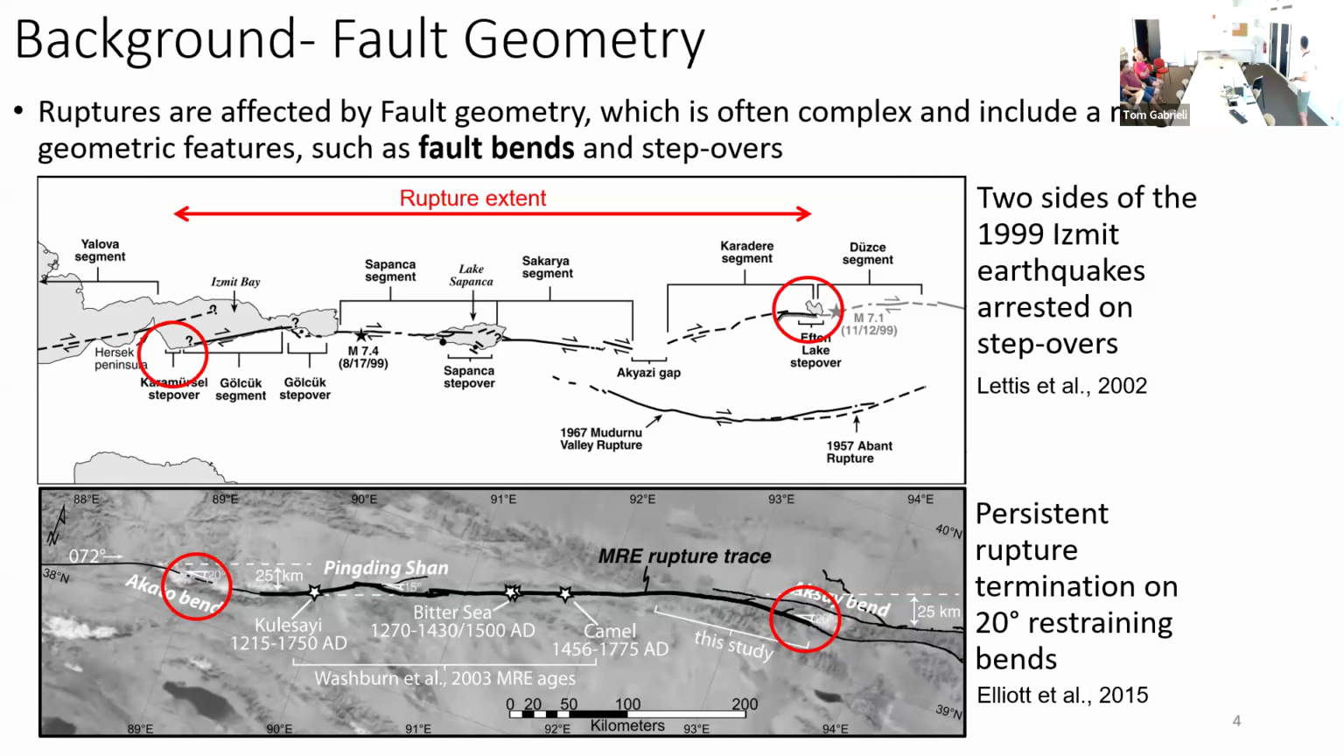And here we can see a fault trace in Tibet that shows repetitive rupture termination, so not a single rupture, but numerous ruptures over hundreds of years that don't pass bands of 20 degrees deviation from the general strike. So we can see here some connection between the fault geometry and the rupture extent.